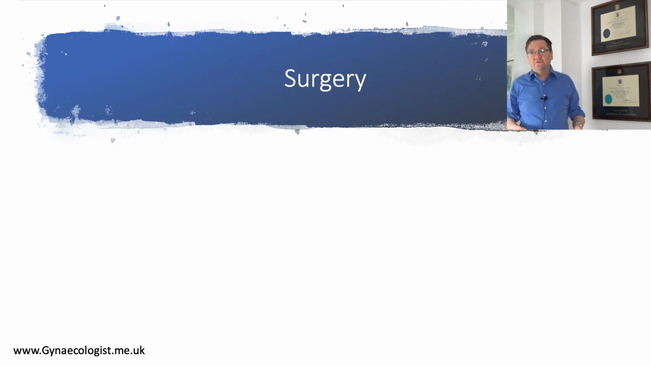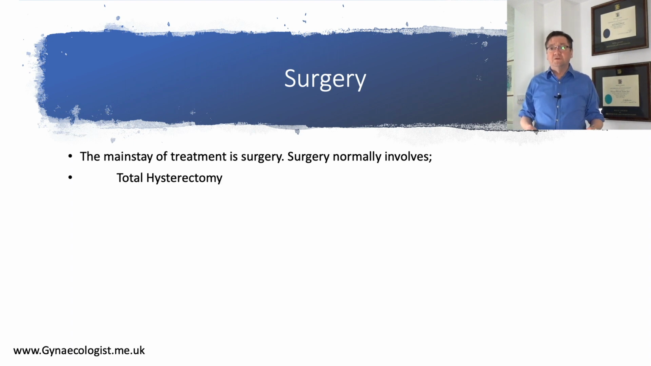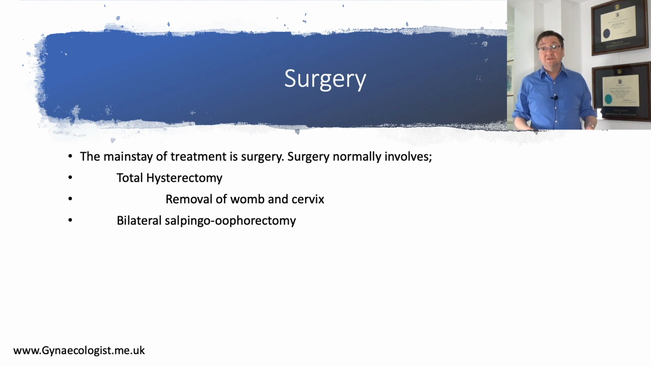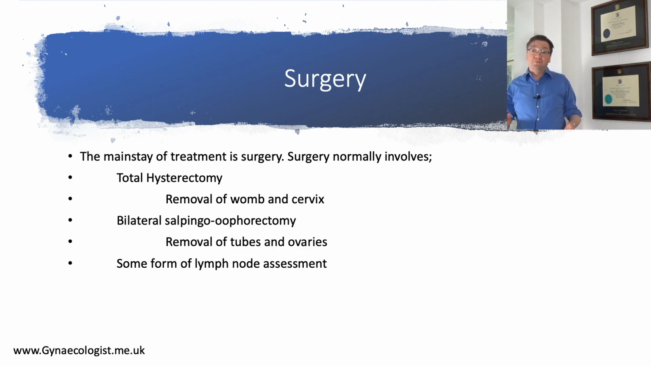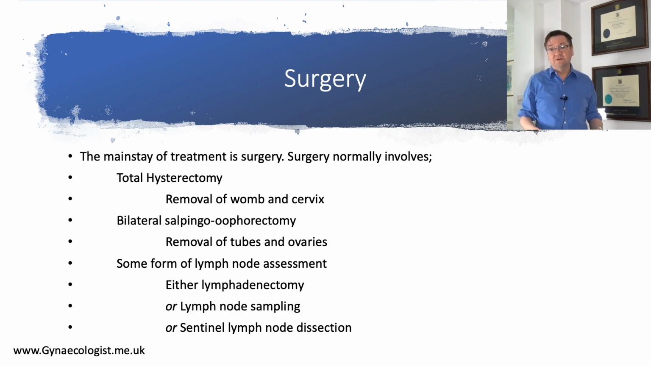So, surgery for endometrial cancer, as I said, is the mainstay of treatment. It normally involves removal of the womb and the cervix, the tubes and the ovaries, and some form of lymph node assessment, either a lymphadenectomy or a lymph node sampling or a sentinel lymph node dissection.